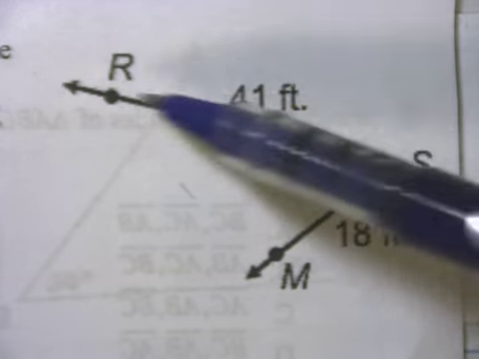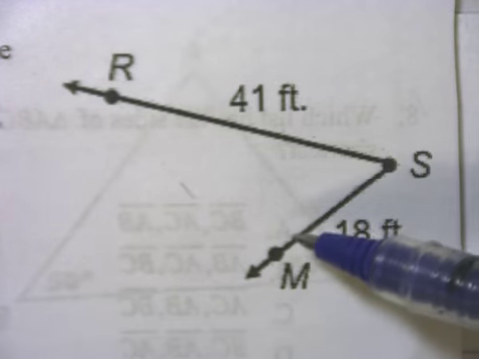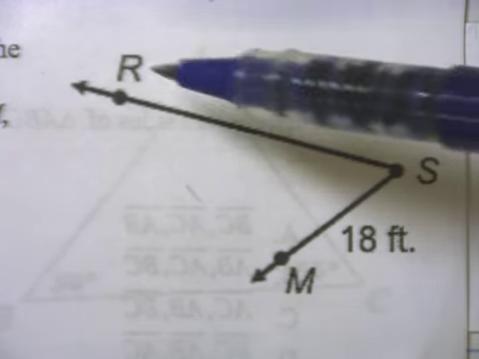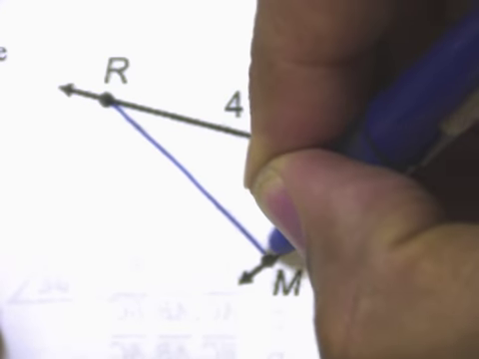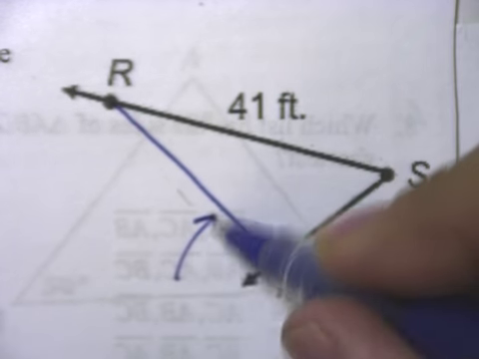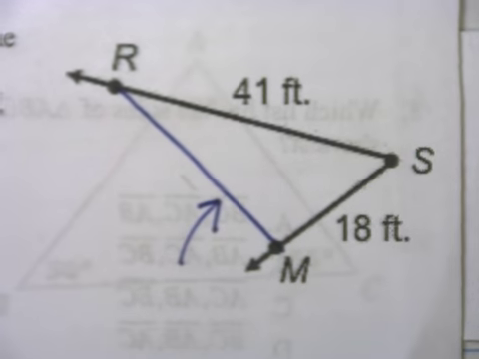So here's Sean. The first dog catches it 41 feet away. Then the other dog catches it 18 feet away. And the question is asking us, if a triangle RSM forms in this way here, which would be the length in feet of this side here? What could be the possible length in feet of this side here?